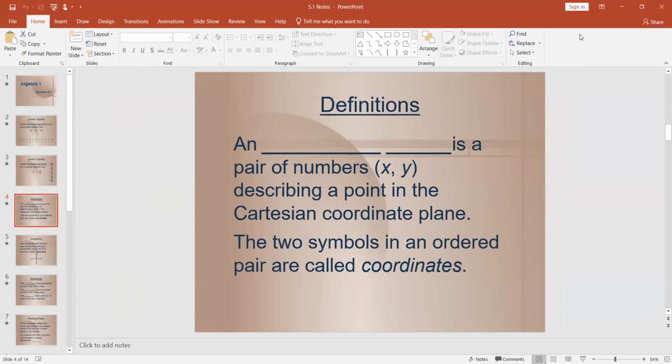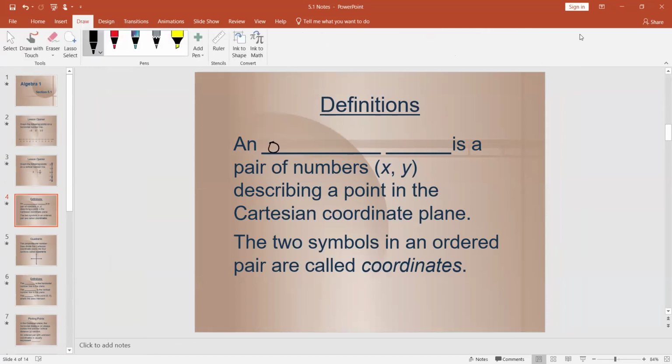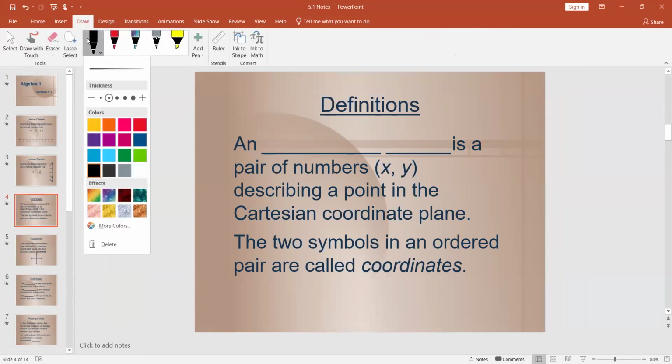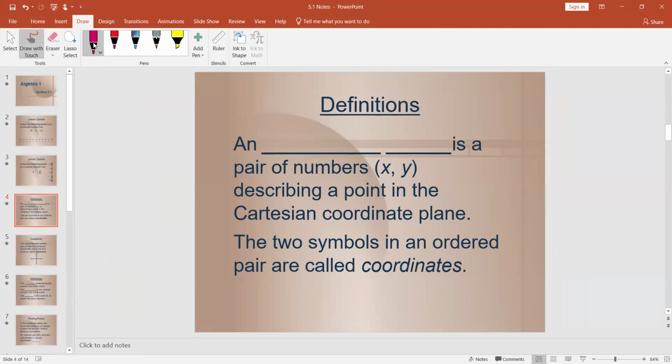Okay, so for section 5.1, an ordered pair is what we call the pair of numbers that describe a point on the Cartesian coordinate plane. This is the form they use, which we'll discuss in just a minute. The two symbols in an ordered pair are called the coordinates, whether they're numbers or letters or terms of some kind.